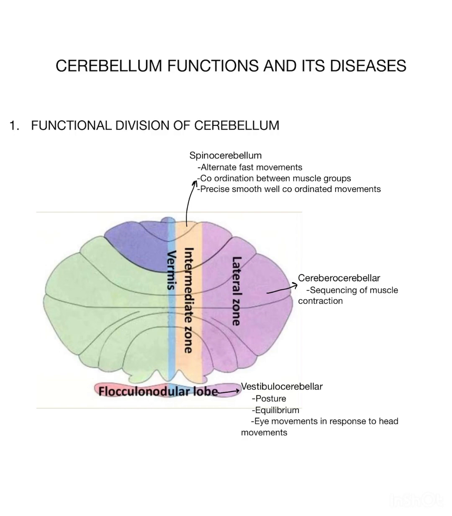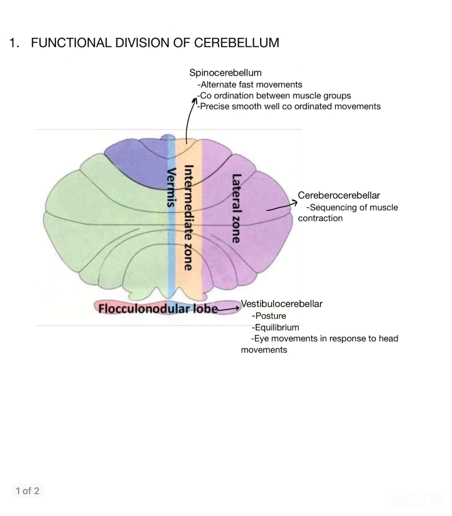There are mainly 3 functional divisions. The central part, which you can see here, is the vermis. The one lateral to the vermis is the spinocerebellum, which is in the intermediate zone. Lateralmost is the cerebrocerebellum, which is in the lateral zone. And finally, this is the flocculonodular lobe, which is also the vestibulocerebellum.